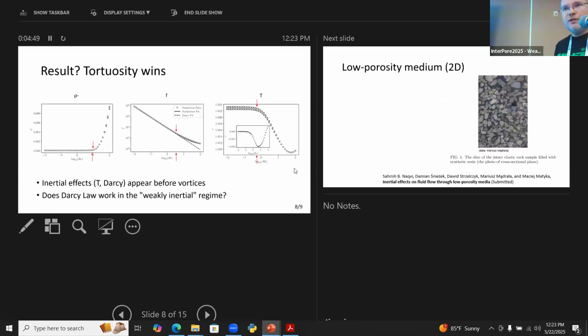So the result of this part is that tortuosity wins, because tortuosity shows you the deviation from the Darcy regime at the very beginning. So the very first onset of inertia in the highly porous medium is shown by tortuosity.